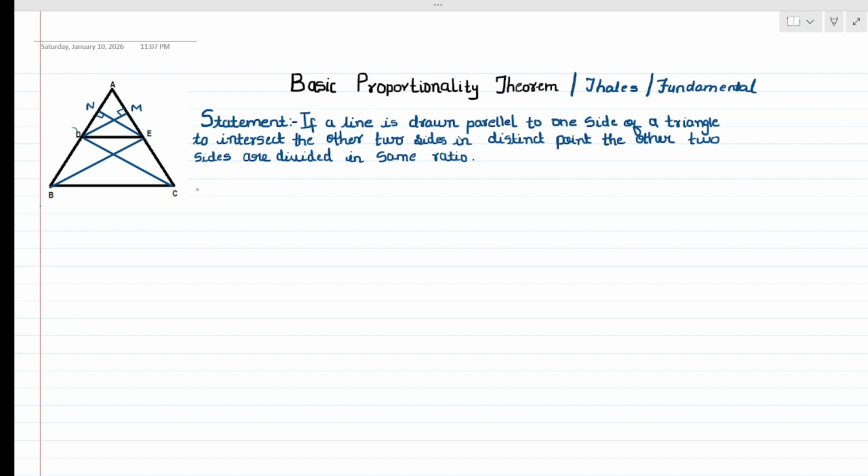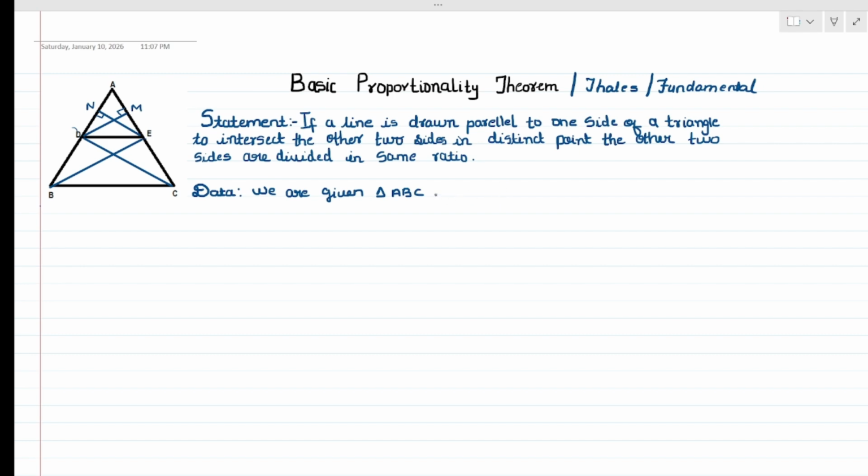So now let's start with our data. What will you write for our data? The things which are already given to us. That means what is already given to us? We are given a triangle ABC. So we will first write we are given triangle ABC, in which a line is parallel to BC.